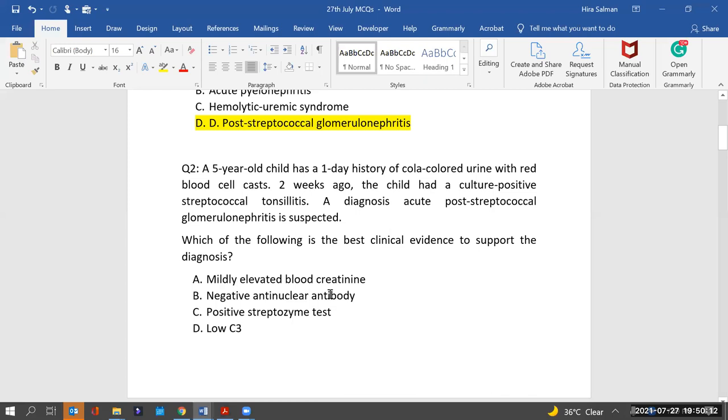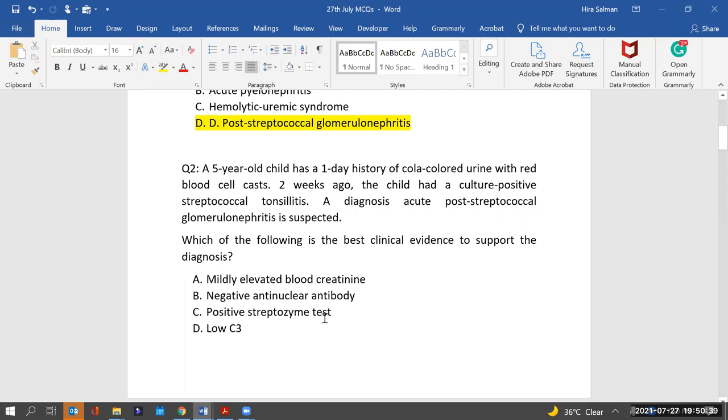So do you think it's a mildly elevated blood creatinine? Blood creatinine has nothing to do with these type of things. Negative anti-nuclear antibodies? Antibodies are present in this type of disease. Whenever we say autoimmune diseases, there are antibodies which are responsible to destroy our own antigen and create this antigen-antibody complex. So negative cannot be the case. It should be a positive ASO titer. If it's there, we have to go for that.